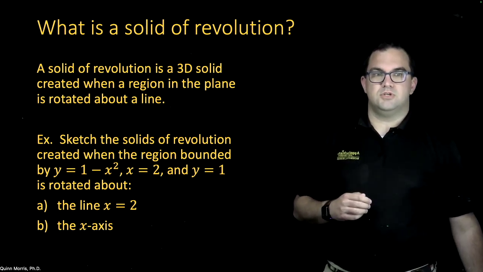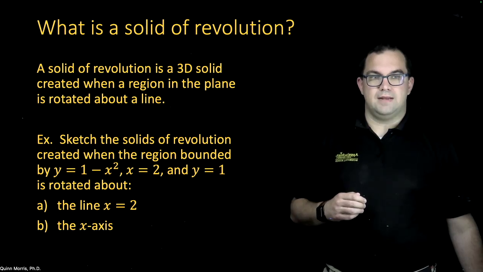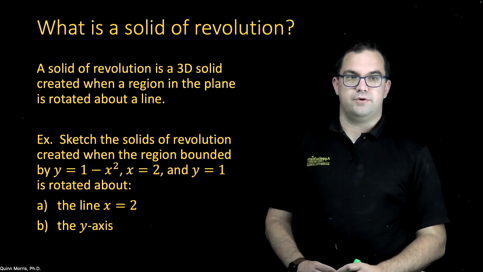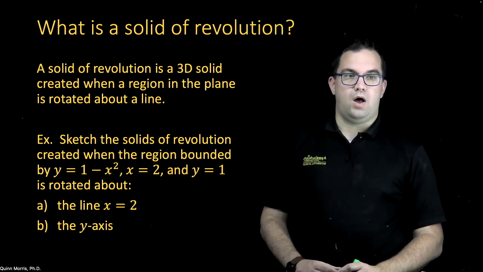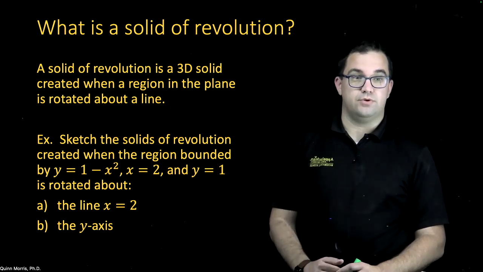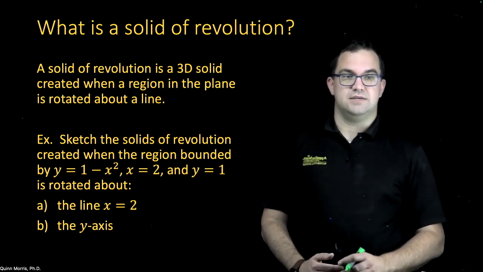So a solid of revolution is a three-dimensional solid that's created when a region in the plane is rotated about a line. So let's first think about the solid of revolution that's created when the region bounded by y equals 1 minus x squared, x equals 2, and y equals 1 is rotated about, in the first case, the line x equals 2.